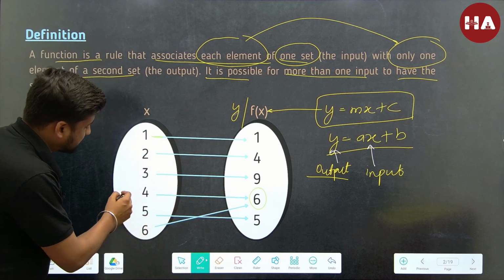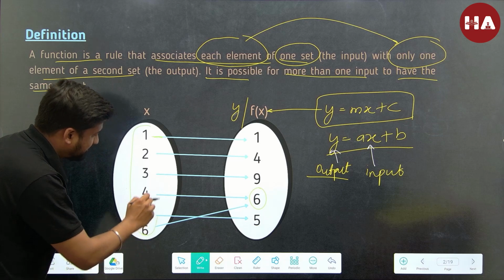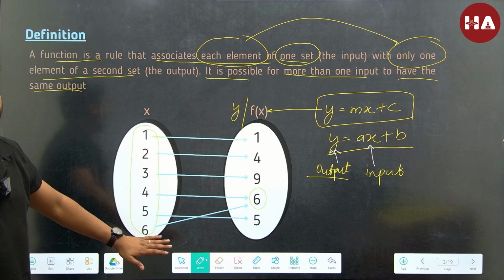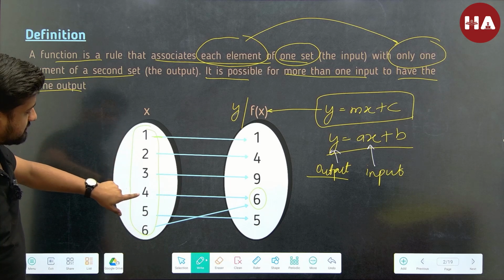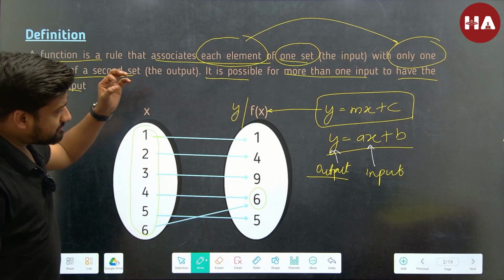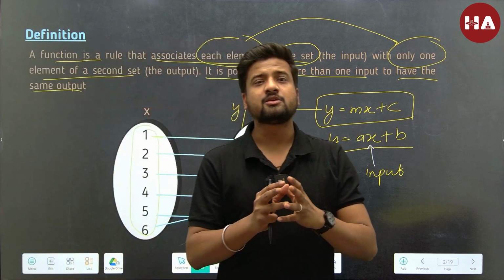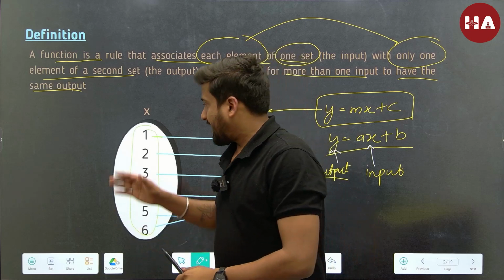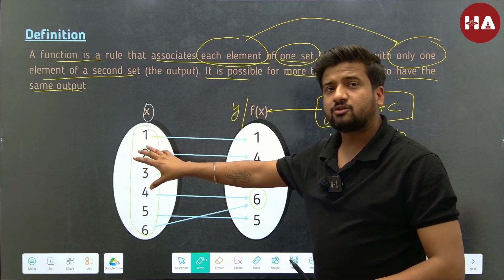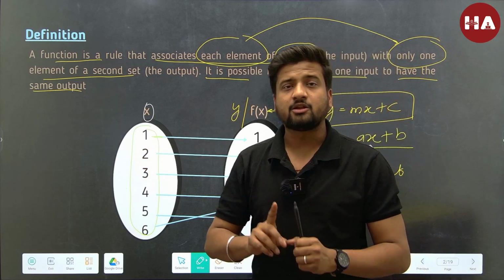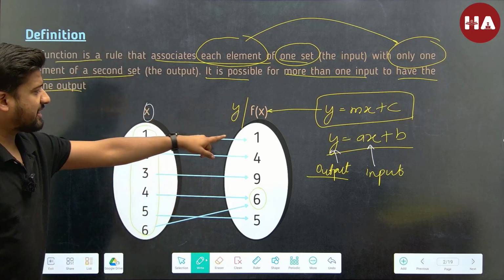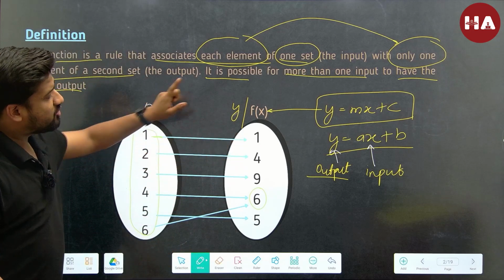But it is observed that every number in this left portion has only one arrow leaving it. That is the most important condition to be a function, right? Everything on the left hand side, or I can say every x value, should appear only one time, right? Or each value of x should have only one image.